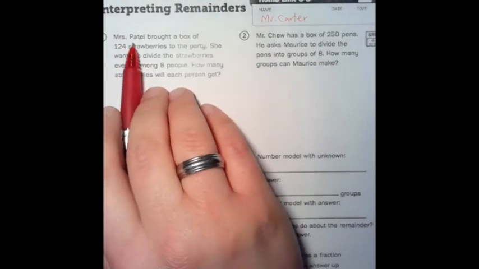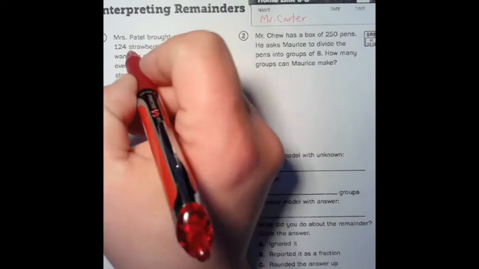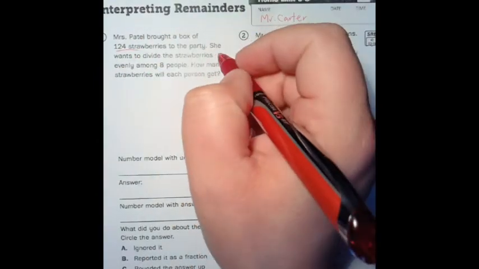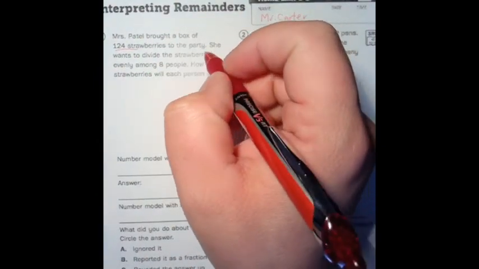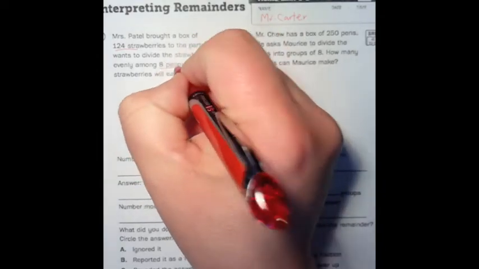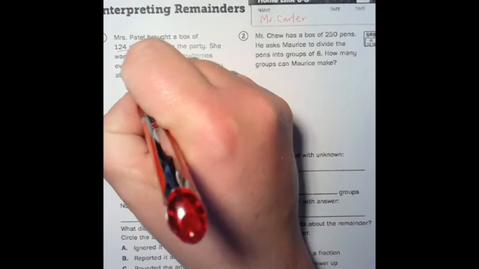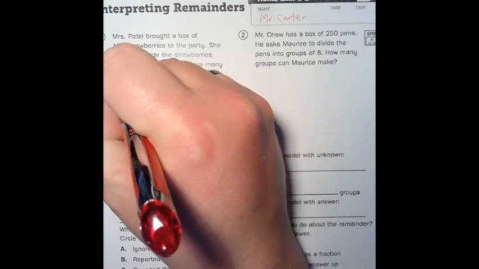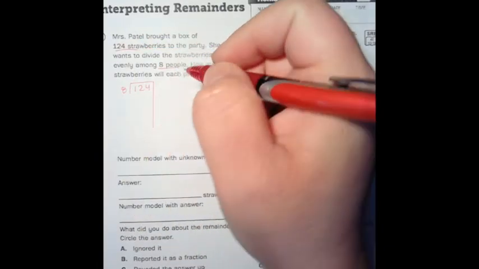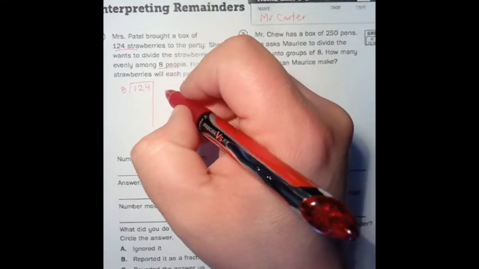We've got Mrs. Patel bought a box of 124 strawberries to the party. She wants to divide the strawberries evenly among 8 people. How many strawberries will each person get? So I'm going to go ahead and divide 124 by 8, with my side thing there.